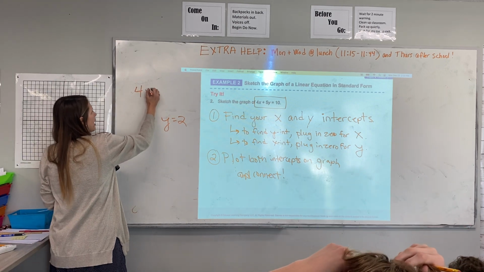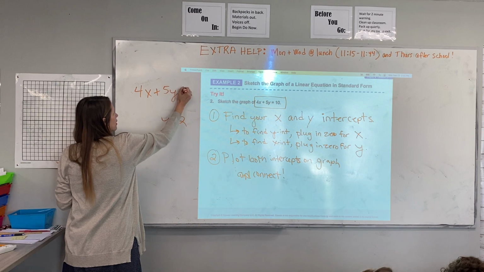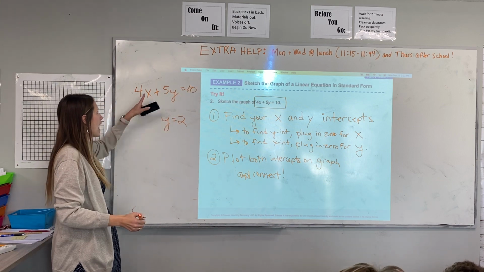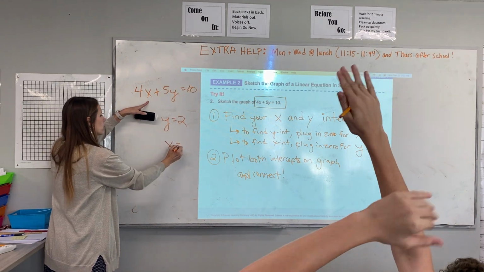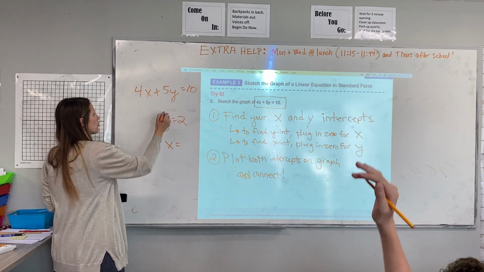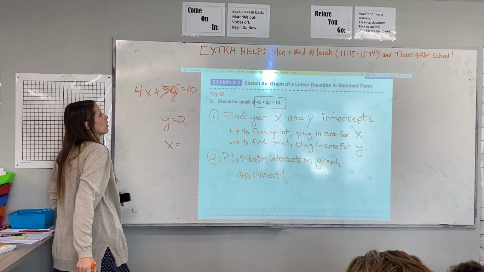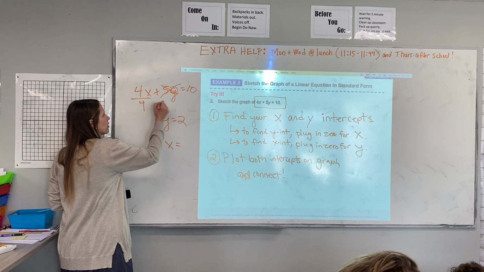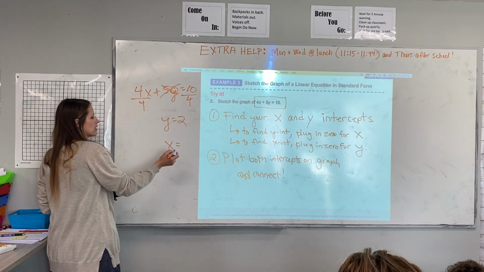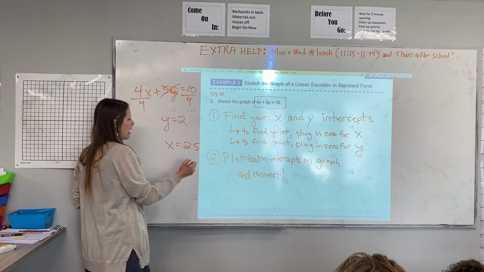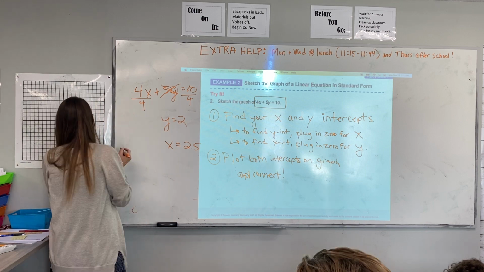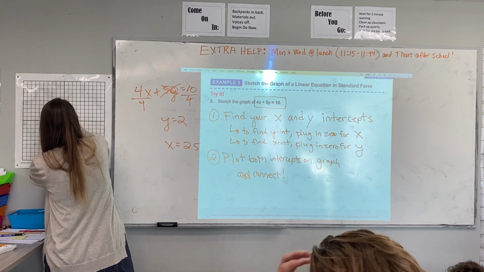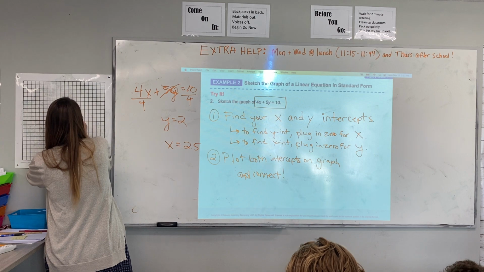Then 4x plus 5y equals 10. To get your x-intercept, what does x equal? We don't know. First, we have to plug in 0 for y. Plug in 0 and it goes away. Divide by 4, and you get x equals 2.5. And then you just graph them. The y is 2. Your x is 2.5.